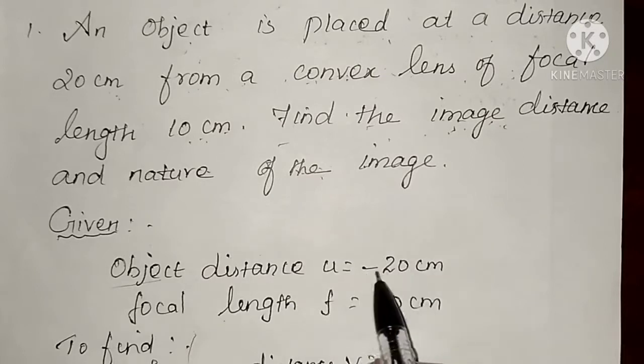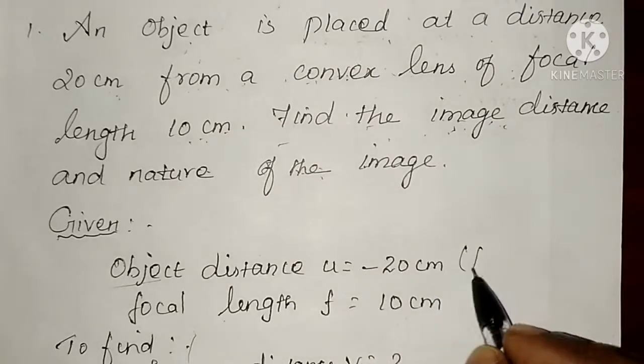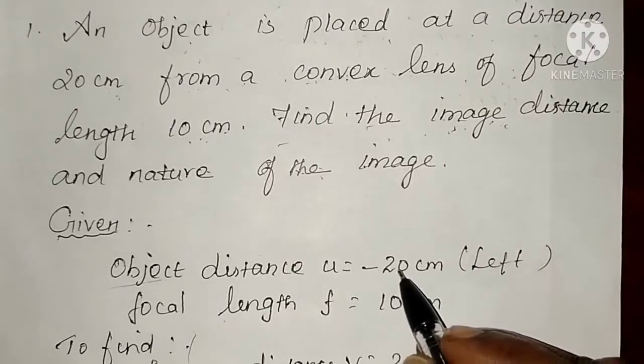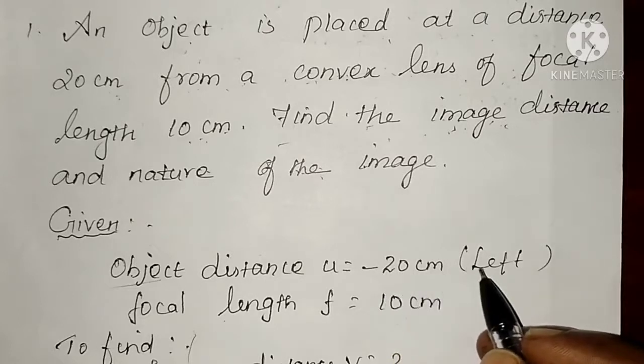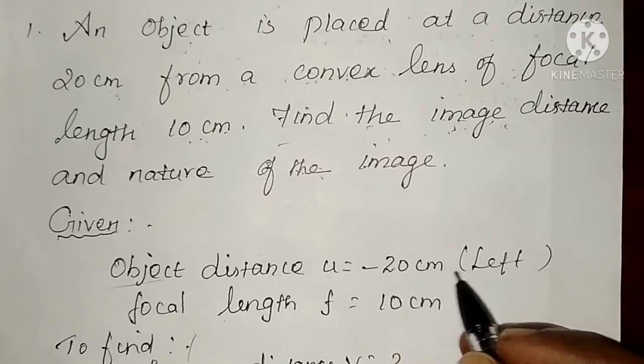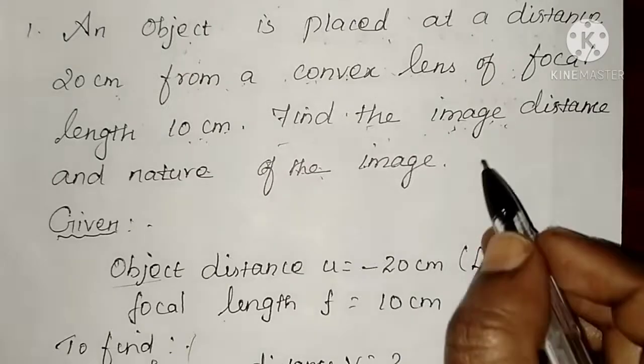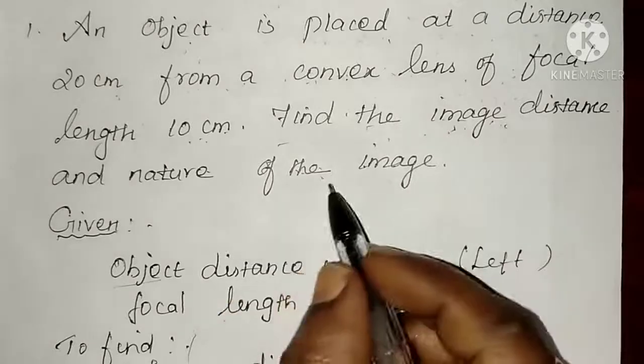Here, why have we written this minus? You all know that the object is on the left side of the lens. According to the sign convention we have to write that negative sign. Okay, so always the object is on the left side of this lens, so we have to write this minus. Focal length f is equal to 10 centimeter. What are we going to find? Image distance and nature of the image.